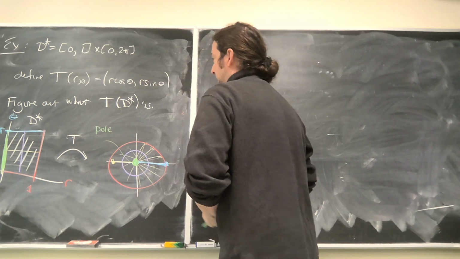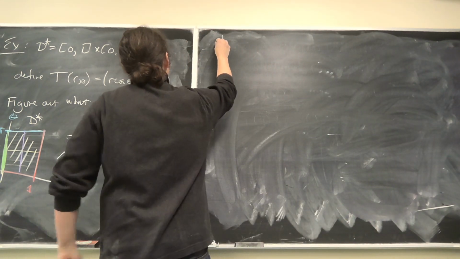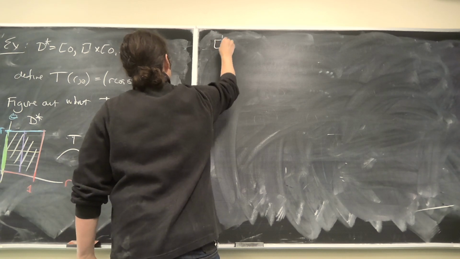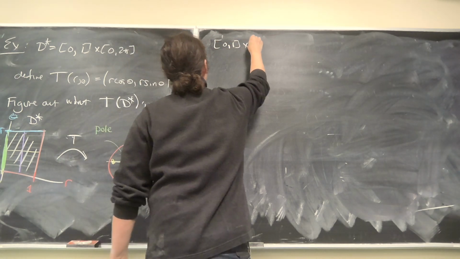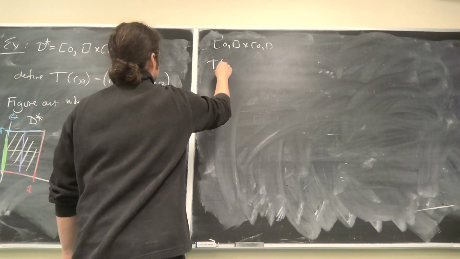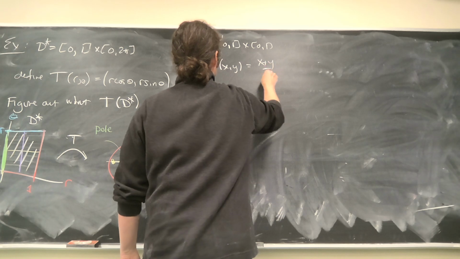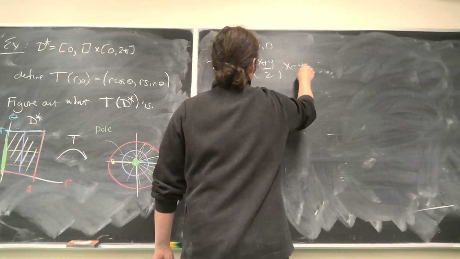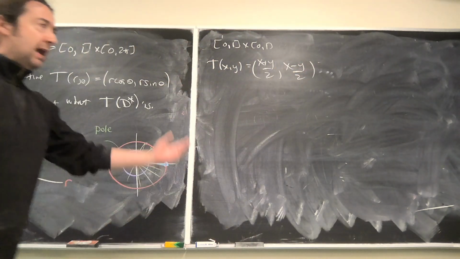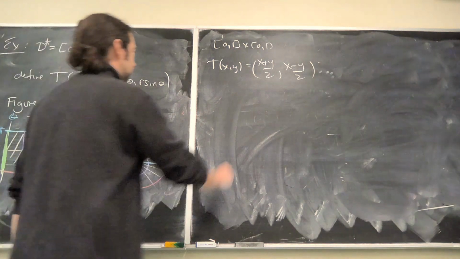Okay, another example of transformation that you've seen before: let's look at the square [0,1] cross [0,1], and we will set up the change of variables. T of x and y is equal to ((x plus y)/2, (x minus y)/2). So there's a map. It eats things in R2 and spits things out in R2.